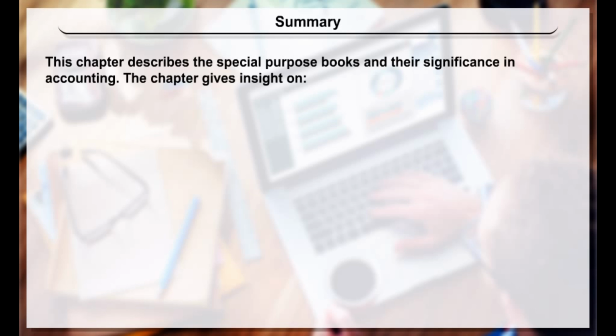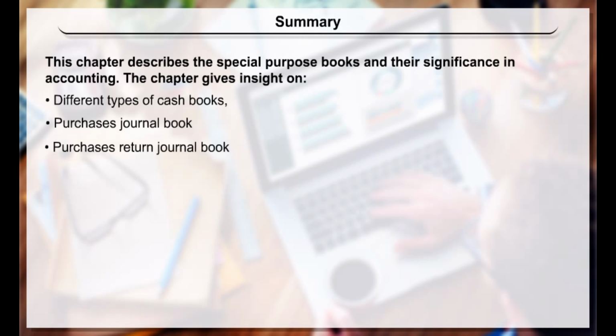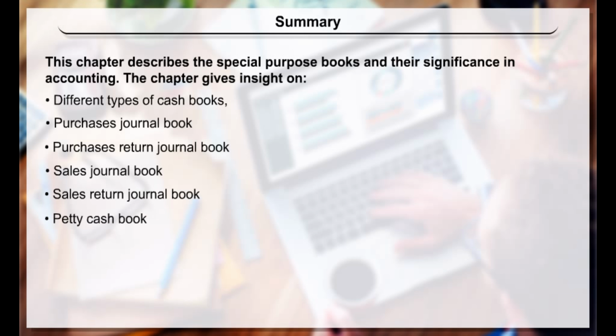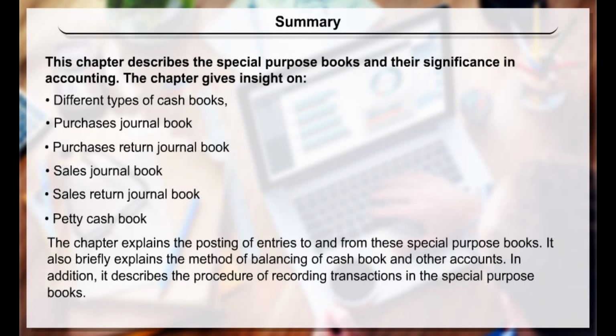Summary. This chapter describes the special purpose books and their significance in accounting. The chapter gives insight on different types of cash books, purchases journal book, purchases return journal book, sales journal book, sales return journal book, petty cash book. The chapter explains the posting of entries to and from these special purpose books. It also briefly explains the method of balancing of cash book and other accounts. In addition, it describes the procedure of recording transactions in the special purpose books.